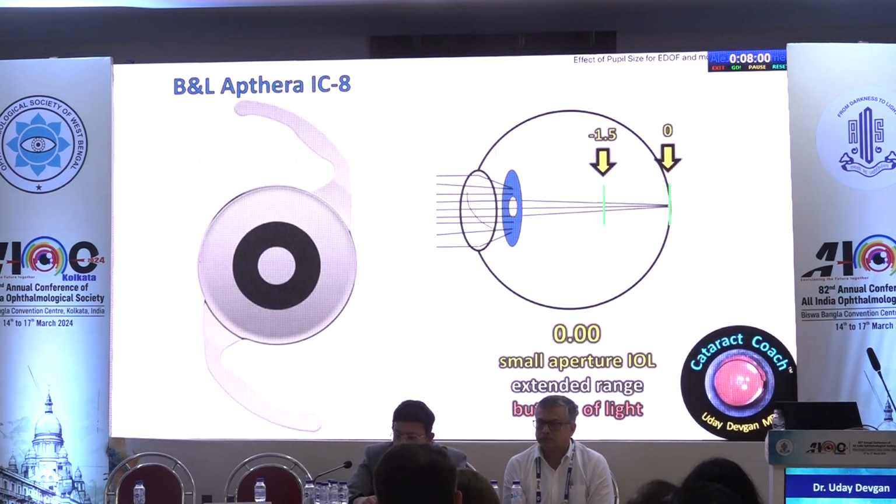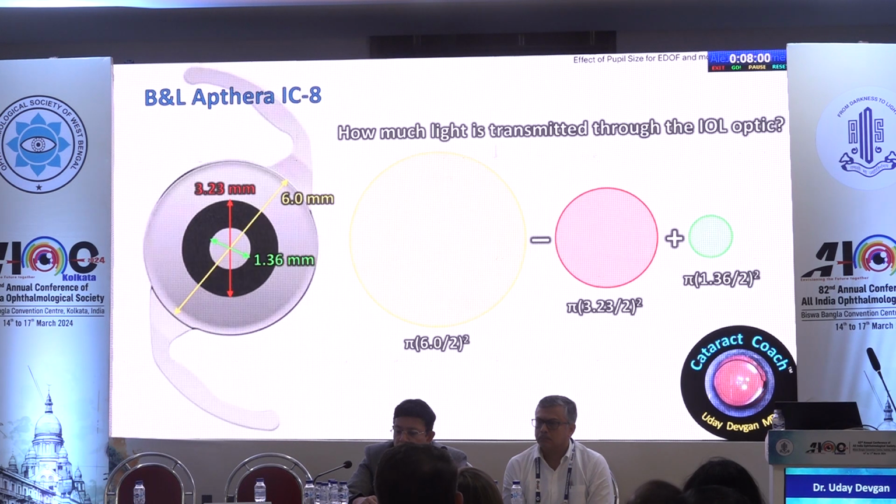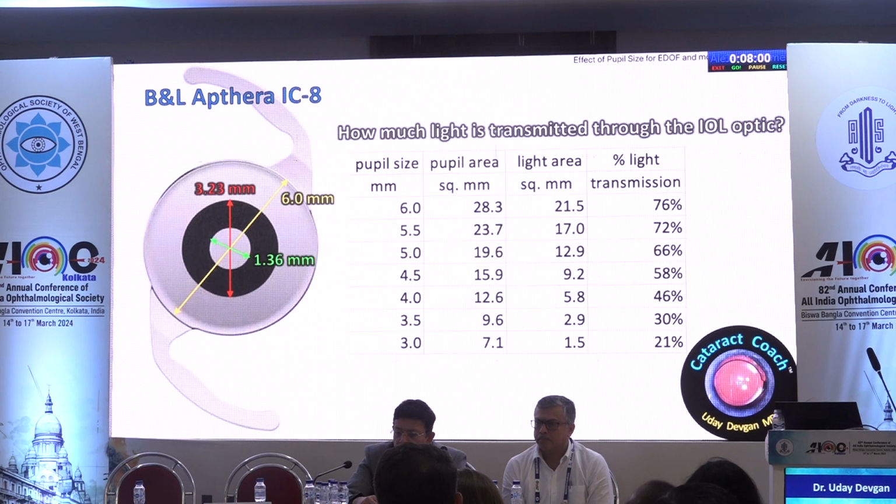And then the third lens that we have available is the Apthera IC8, which is a small aperture lens here, and it gives about the same 1.5 diopters of range. But of course, because it's a small aperture, you have loss of light. That's the side effect. So that central zone is actually only 1.36 millimeters on the IOL plane, and so we can do the math to see, well, how much light is transmitted to the eye, to the retina, depending on the pupil size. We can just do some simple geometry way back when we were kids.